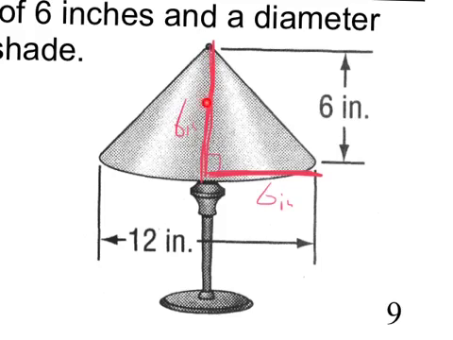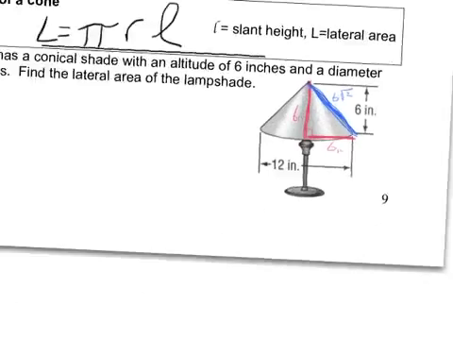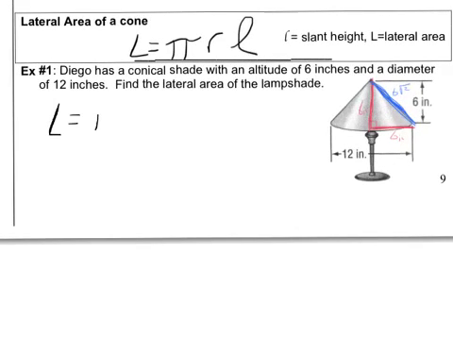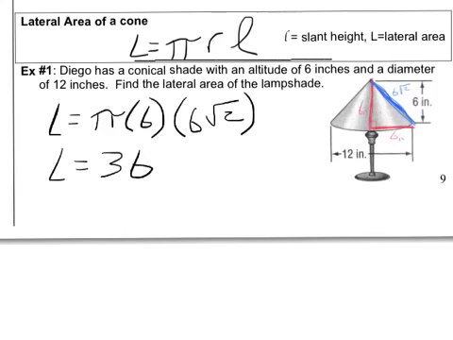Well, we learned a while back about right isosceles triangles, or 45-45-90 triangles, and that we have a shortcut for finding the hypotenuse. Again, we could just use the Pythagorean theorem, 6 squared plus 6 squared equals the hypotenuse squared, but the shortcut is we take the side and multiply it by rad 2. So now we know the slant height and the radius, and we're ready to plug things in. Lateral area equals pi times my radius, 6, times my slant height, 6 rad 2. So lateral area equals 36 pi rad 2, inches squared.